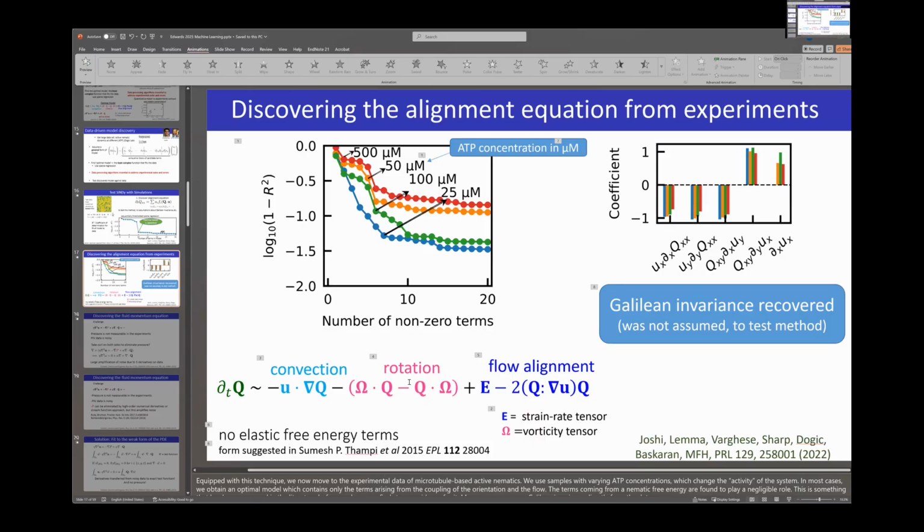What this is telling you is that you don't need those terms away from defects. And for these conditions, even in turbulent conditions, that's most of the data. But our evidence is that that's why the elastic terms weren't appearing.